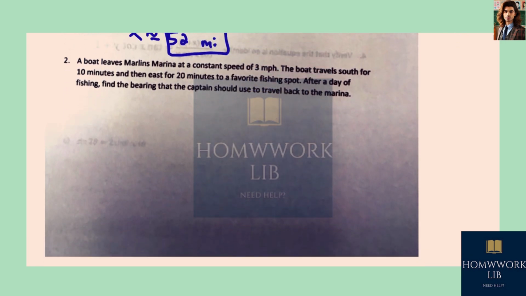A boat leaves Marlins Marina at a constant speed of 3 miles per hour. The boat travels south for 10 minutes. Again, 10 minutes would be 1/6 of an hour. So 3 miles per hour would be 3 times 1/6, or we've gone 1/2 of a mile south. And then east for 20 minutes would be 3 miles per hour at 1/3 of an hour, which would be 1 mile.